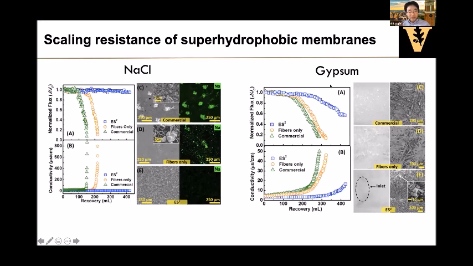But with gypsum, even the super hydrophobic membrane is not enough. We suspect that this has something to do with crystal formation and intrusion into the pore, which would eventually deform the pore. So with gypsum scaling, the super hydrophobic membrane can mitigate it to a great extent, but you still see flux decline as you recover more and more water, and eventually also have a little bit of wetting as well.